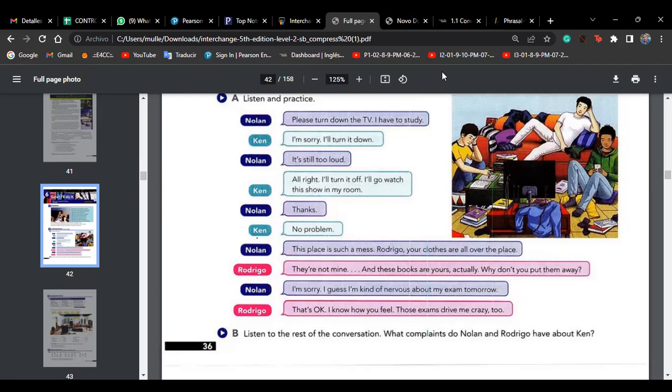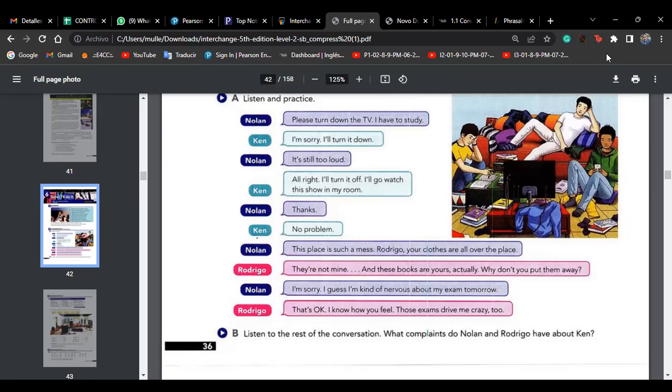Kind of. When you say put them away, it means moverlos. I mean, you move them from this place. For example, if my mom tells me, hey, Christian, put all those books away, it means, Christian, move los libros de ahí. Move los libros de ese lugar. So that would be the meaning by context.